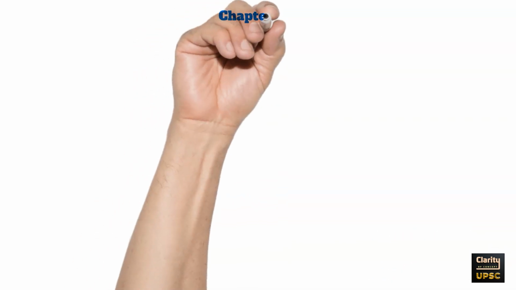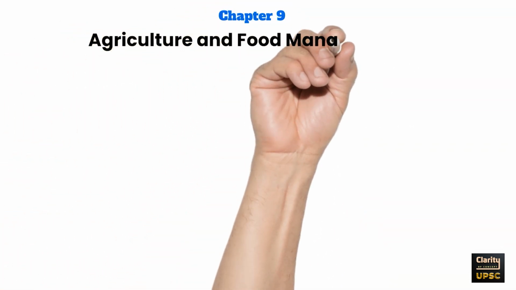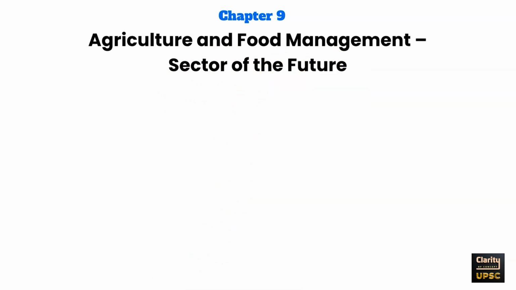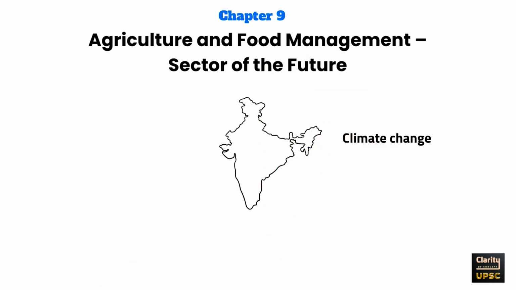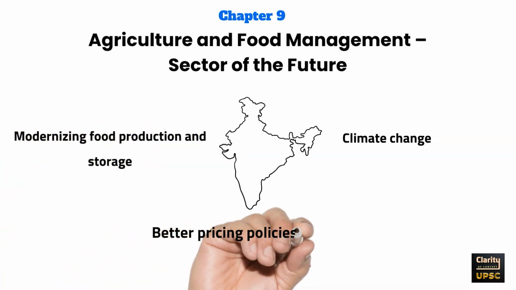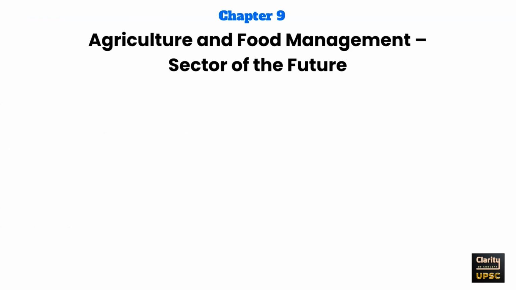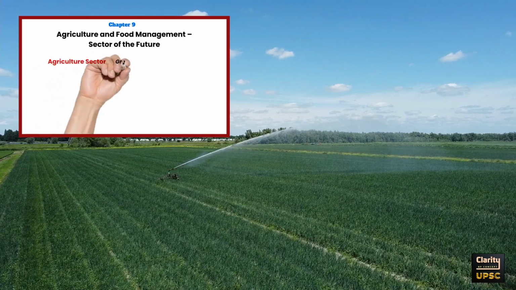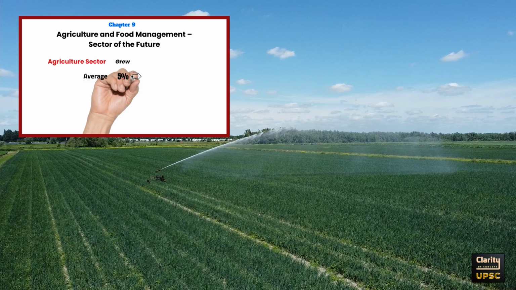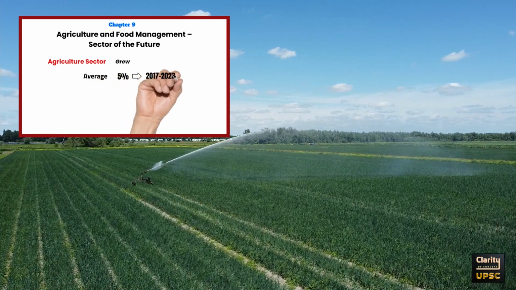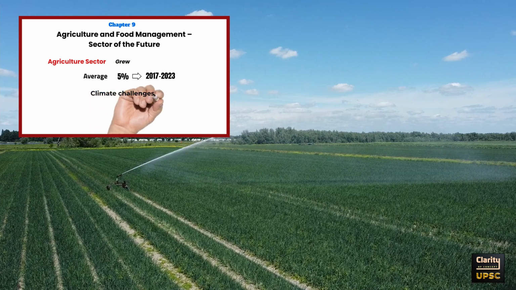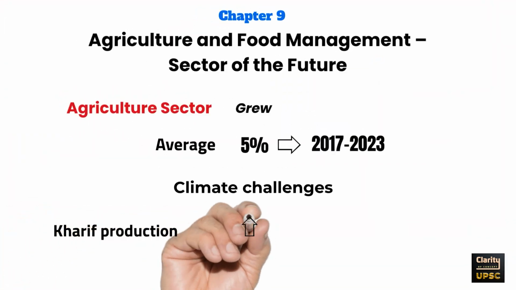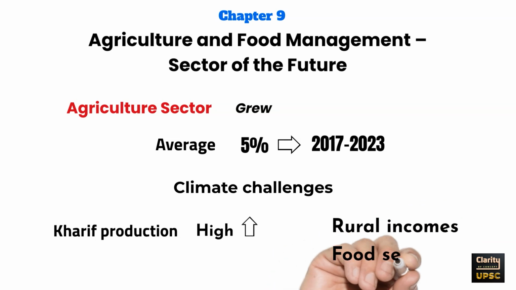However, global rising protectionism and supply chain disruptions pose challenges, requiring India to diversify service exports and invest in skills development. The ninth chapter is about agriculture and food management, sector of the future. This chapter discusses how Indian farmers are adapting to climate change, the importance of modernizing food production and storage, and the need for better pricing policies for farmers. According to the survey, the agriculture sector grew at an average of 5% annually from financial year 2017 to financial year 2023, demonstrating strong adaptability despite climate challenges. Kharif production reached a record high, boosting rural incomes and food security.